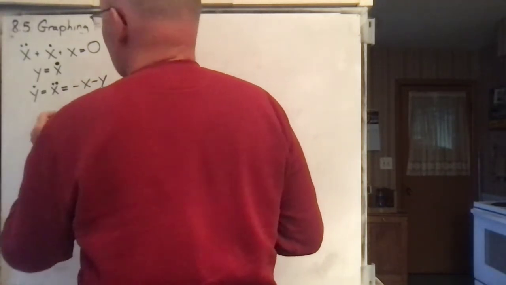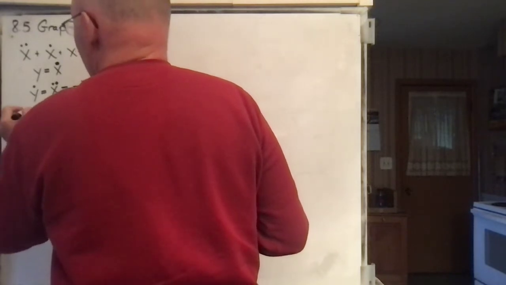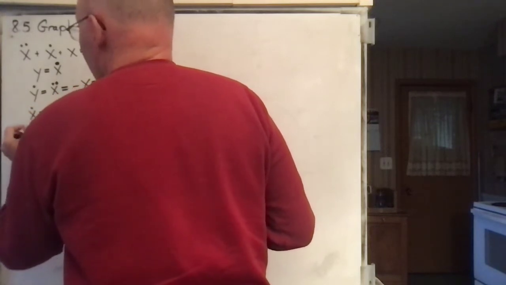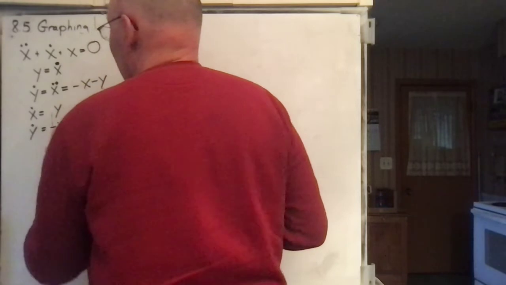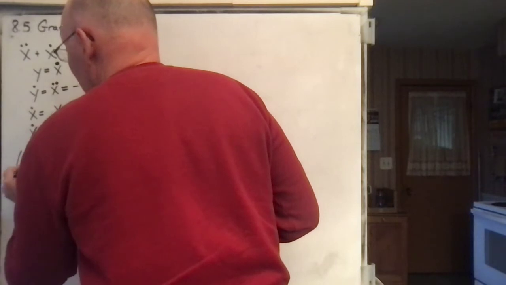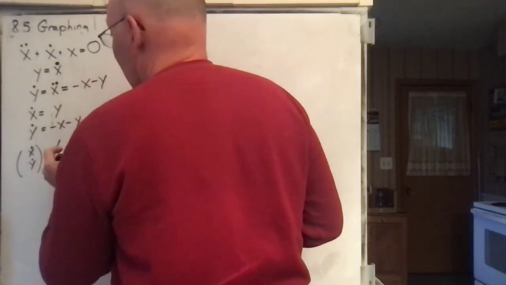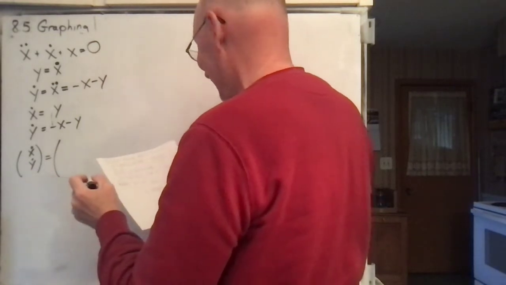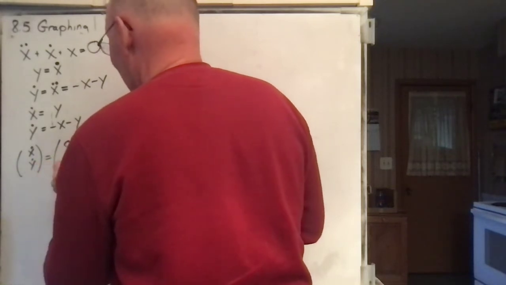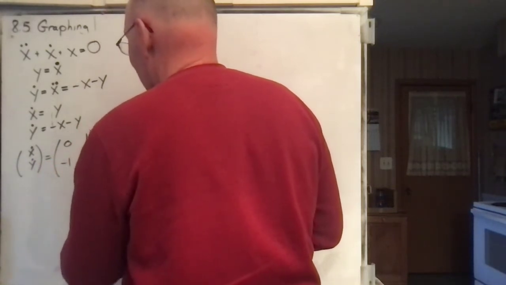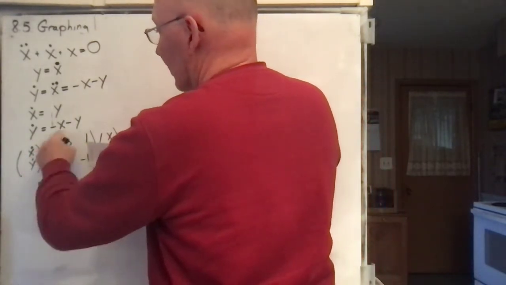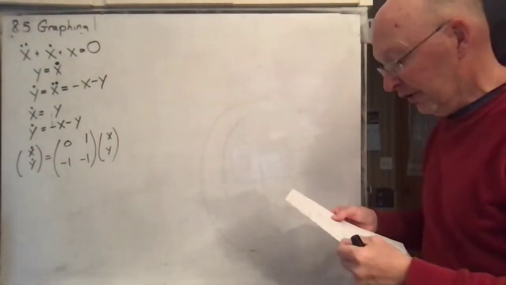So here you have it. Let's write it again: x prime is equal to y, and y prime is equal to negative x minus y. If you write that as a system, what does that become? It's going to become the matrix 0, 1, negative 1, negative 1. Check it out: x prime is equal to y, y prime is equal to negative x, negative y. There you go.